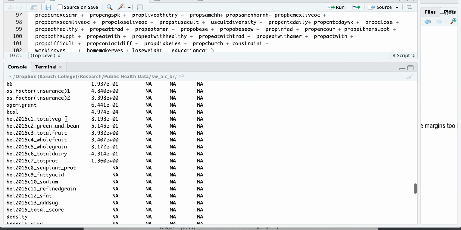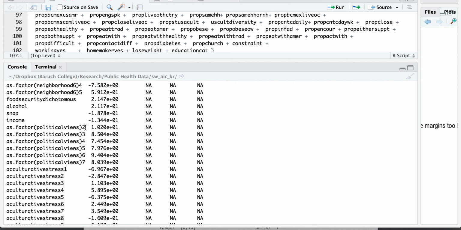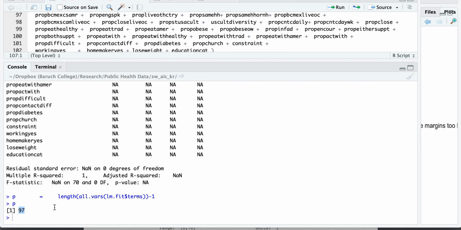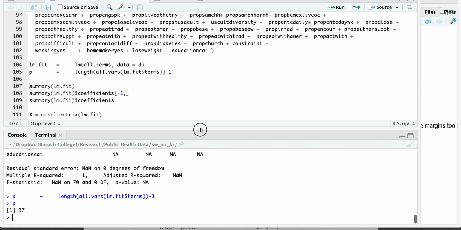because we're dealing with categorical variables. Not these ones, but political views, for example. We have 7 categories, and all these coefficients are in comparison to category 1. So we have more than 97 features here, and we have 71 observations. So we have more unknowns than knowns, and essentially what that means is that the X matrix, so X transpose X, is not invertible. What it means is that the columns of X are linearly dependent.